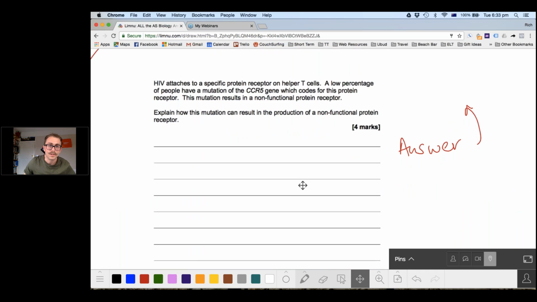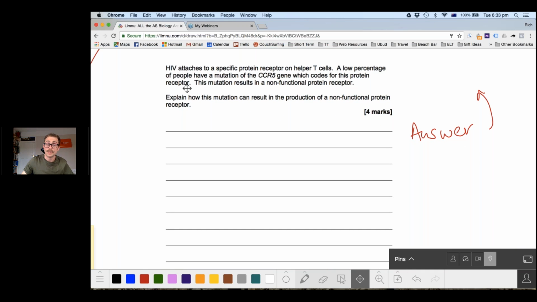Okay, let's read the question first. HIV, it's a virus. Okay, so what's going through my head as I read this question? HIV, it's a virus. Attaches to a specific protein receptor on a helper T cell. Okay, so at this point, this question could be about a few things. A low percentage of people have a mutation of the CCR5 gene, which codes for this protein receptor. So this gene codes for the receptor. The mutation results in a non-functional protein receptor. Explain how this mutation can result in the production of a non-functional protein.